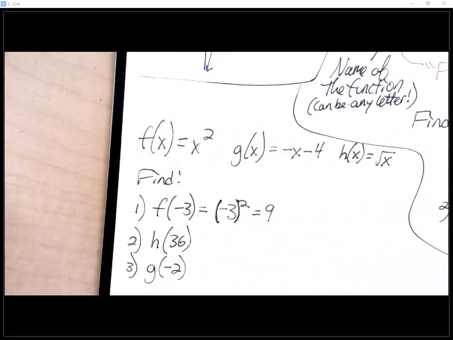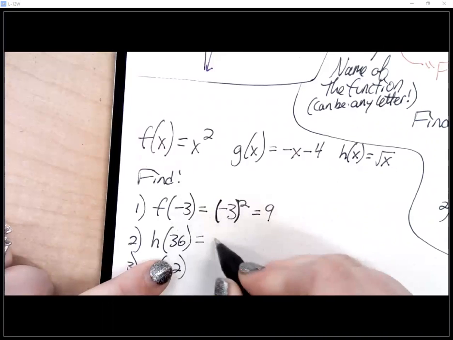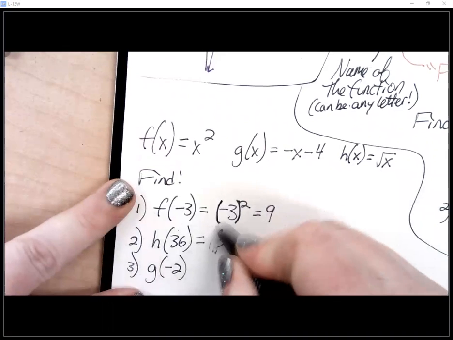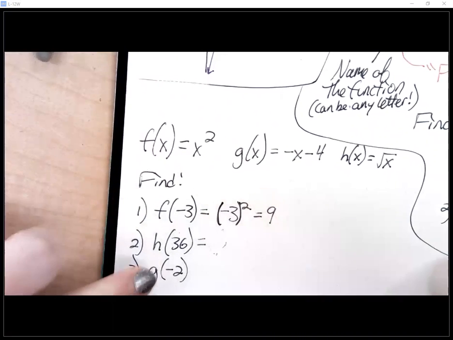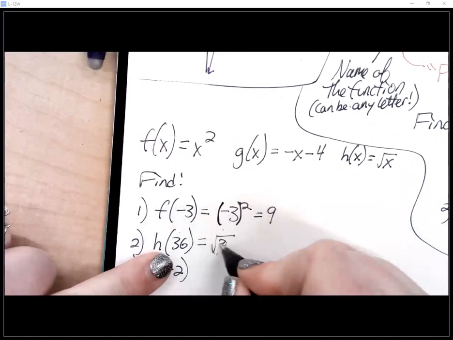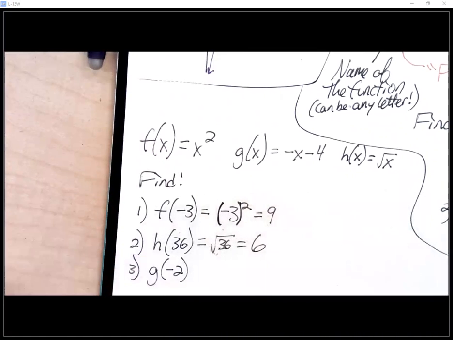Number 2, of course, is just going to be 6. Oh, I should have done the square root first, just to make sure that it's clear where we're getting that from. So I'm going to the h function, which is the square root of x. Square root of 36 is just 6. Okay, cool. And then g of negative 2.